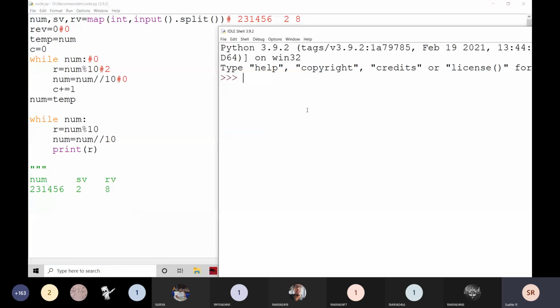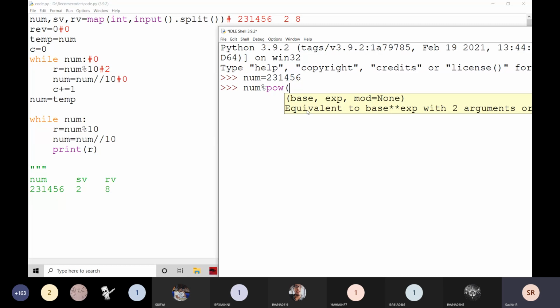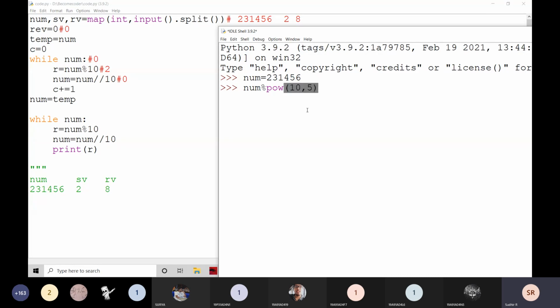How I am going to work with this number: the number is equal to 2 3 1 4 5 6. How many digits are there? 6 digits. Then number mod power of 10 comma 5, and like this, I am getting the first value and the remaining value.